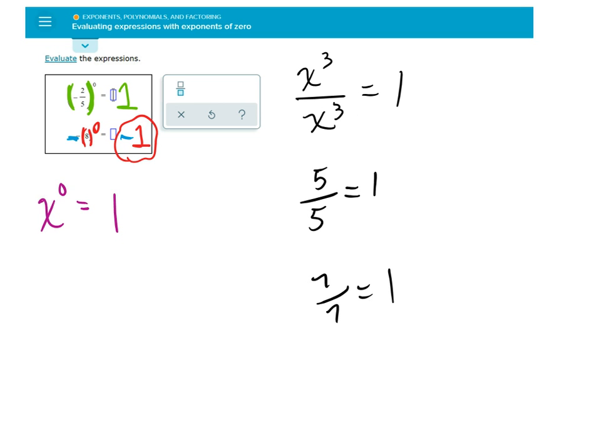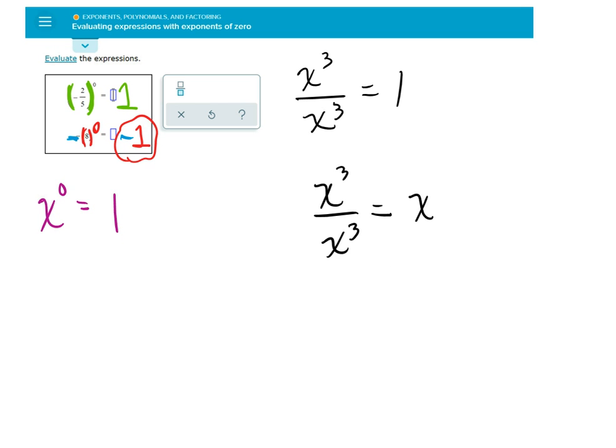But, and I'm going to erase these down here, if you go back to the quotient rule, which is another topic in this problem set, the quotient rule says when you're dividing the same base, you subtract the exponents. So I'd end up with x to the 0.